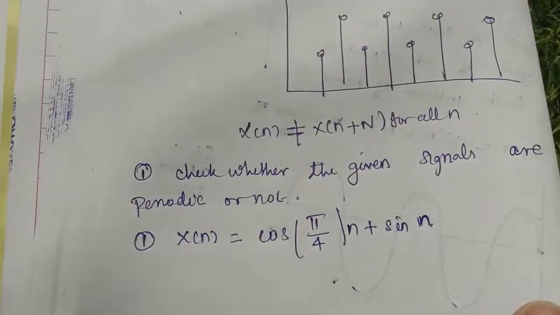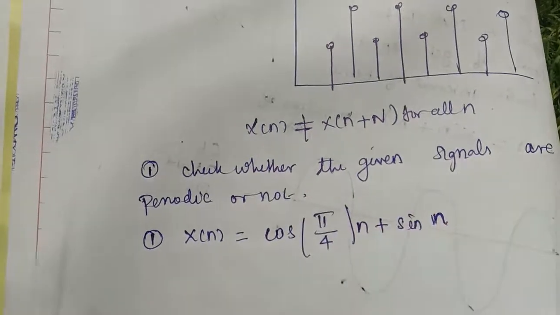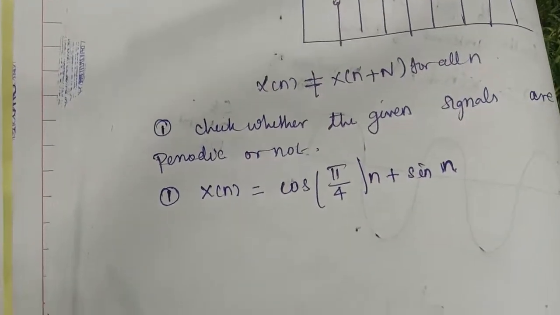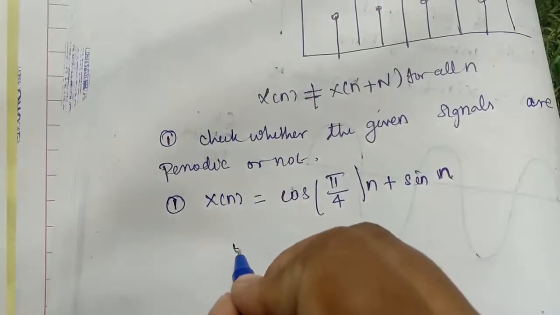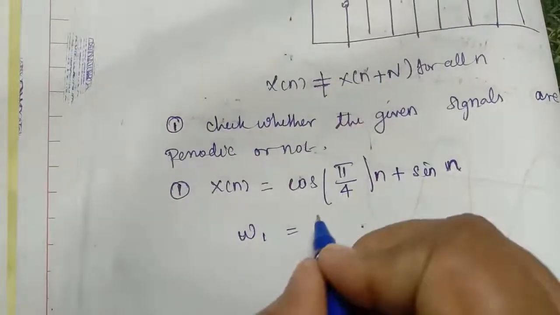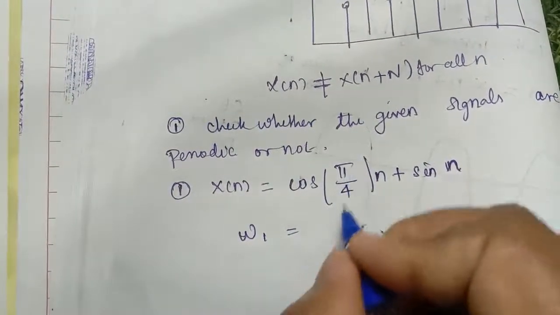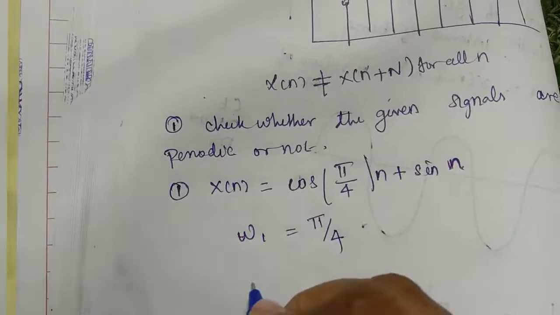So we have to find out for the separate terms. This is one term and this is one term. First of all, we will see what is in the first term. I'm taking this as omega 1 and this as omega 2. I'm taking the value of n as pi by 4. We already know that.